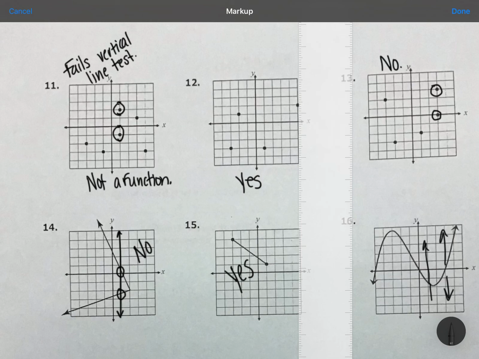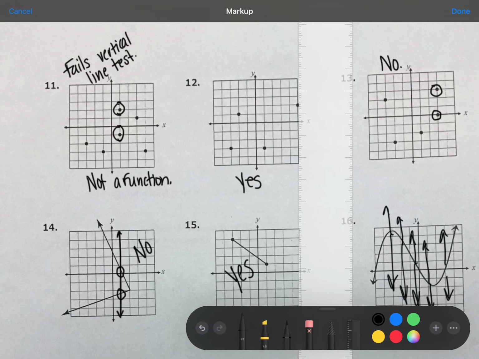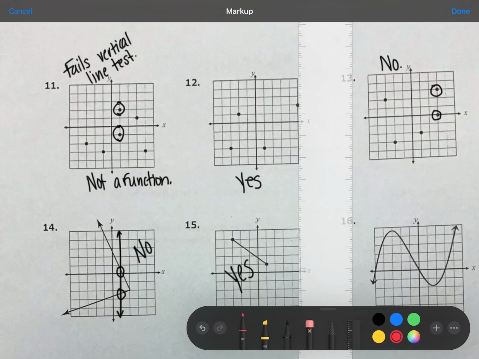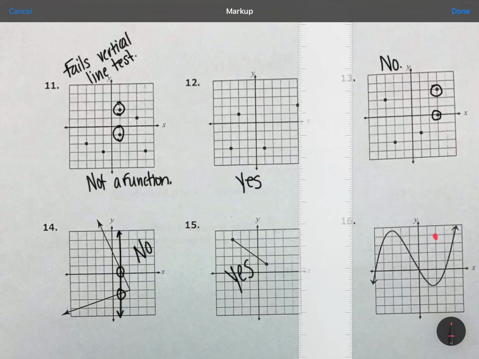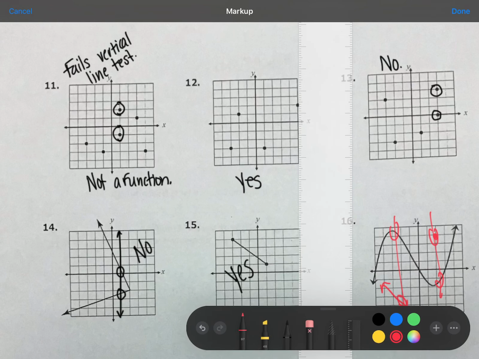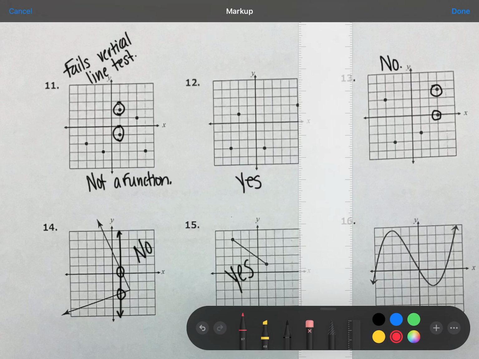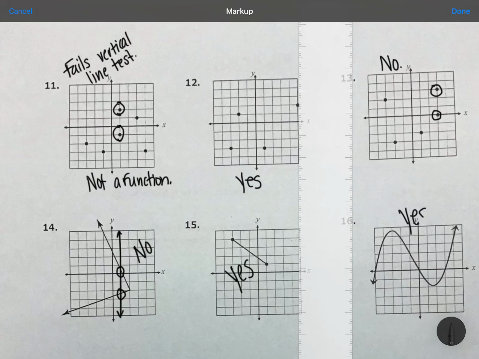Number 16, if I take my ruler and I sweep it across, there's nothing above or below anywhere on my curve. There's no other points anywhere above or below. So this one passes the vertical line test as well. There's no dot, like, for example, let me do it in red. There's no dot here or no part of a line right here which would indicate it would fail the vertical line test. So this one is good to go. It passes the vertical line test, so therefore it is also a function.